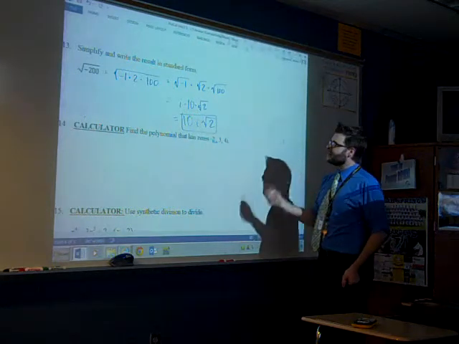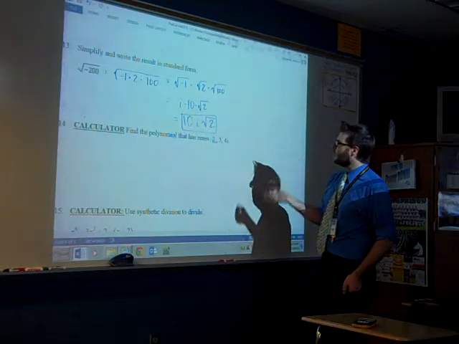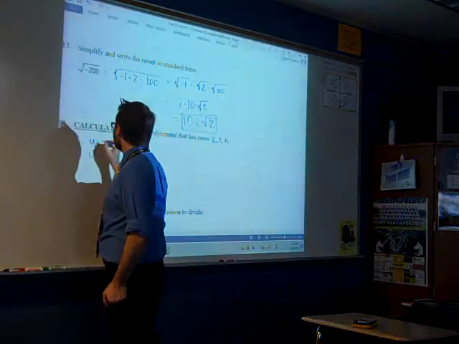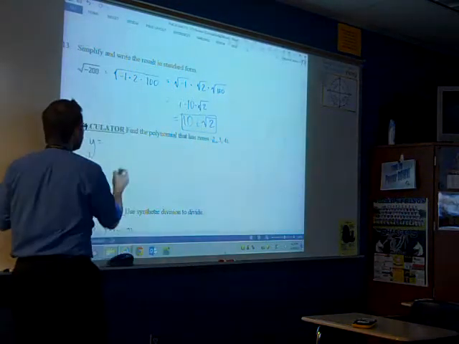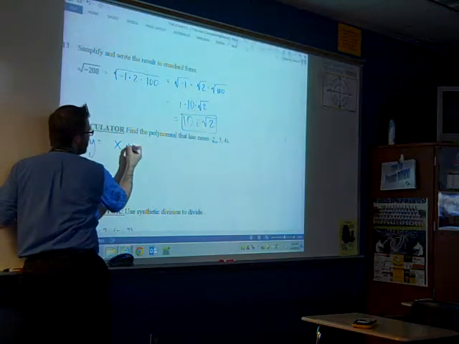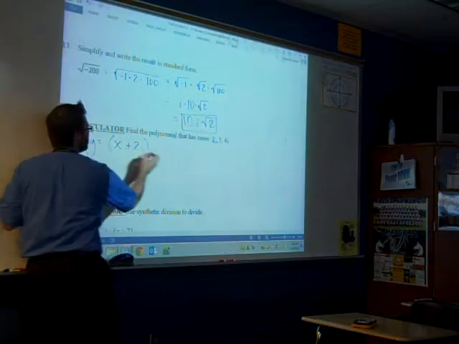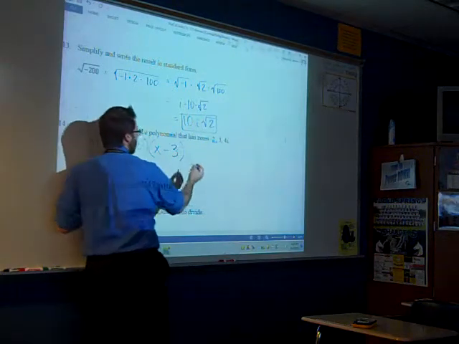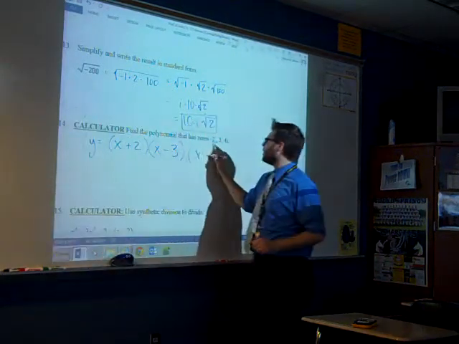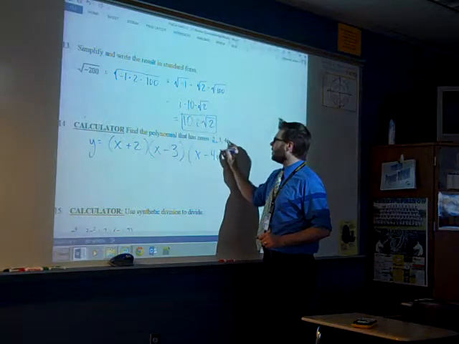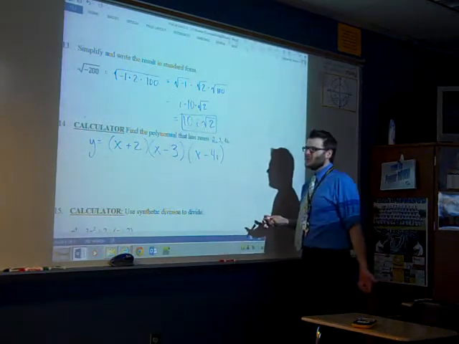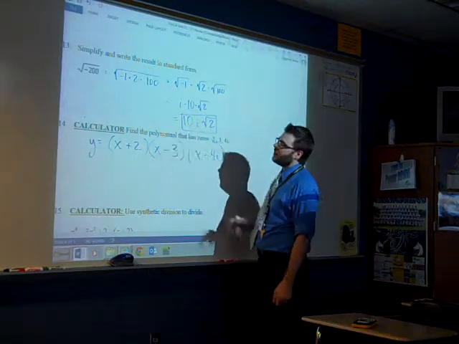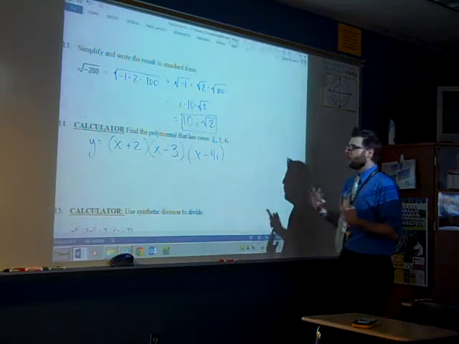Find the polynomial that has these zeros, -2, 3, and 4i. So I'm going to say y equals x plus 2, x minus 3, and x minus 4i. Am I going to have another root? Absolutely. If I have a polynomial, that means I can't have an i in it. It has to be all real numbers.